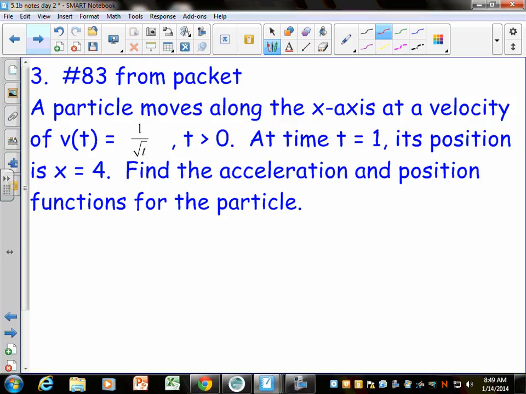Oh, yeah, so here's the big thing. Position, velocity, and acceleration are all about derivatives.